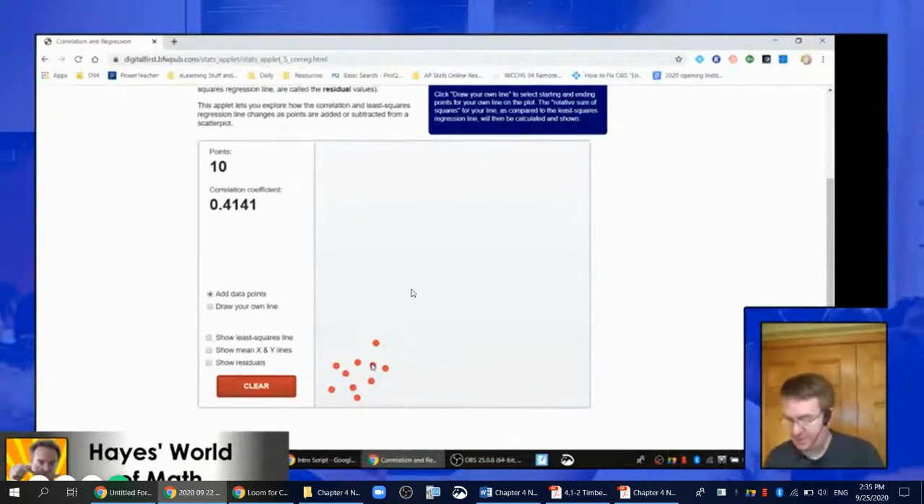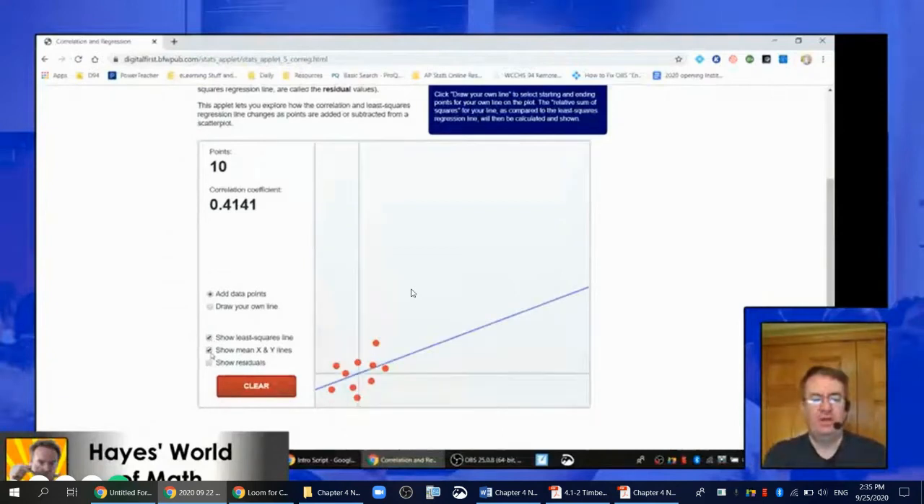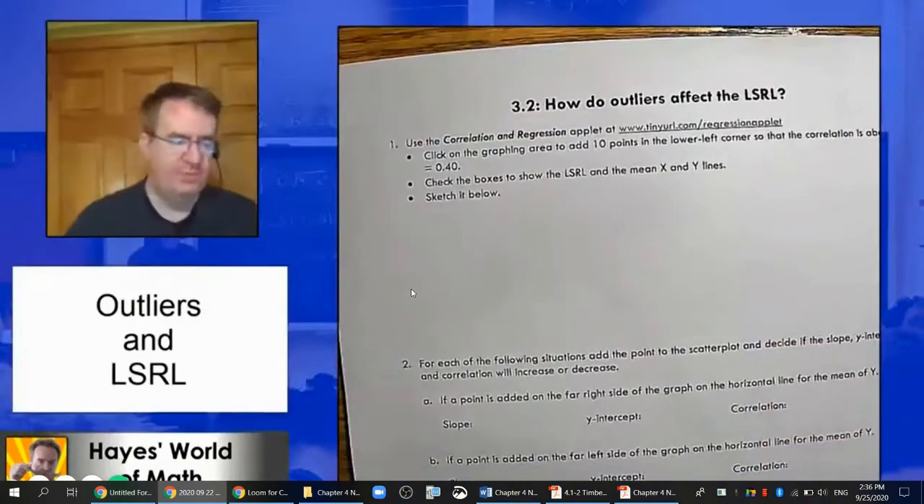So then what you do is say show the mean X and Y line. It's going to average all the X values and average all the Y values. And it's also going to show the least squares regression line. And when you do this, notice the regression line goes right through the middle of the means. And if you think about what's going on, it kind of makes sense because you're kind of averaging things out.